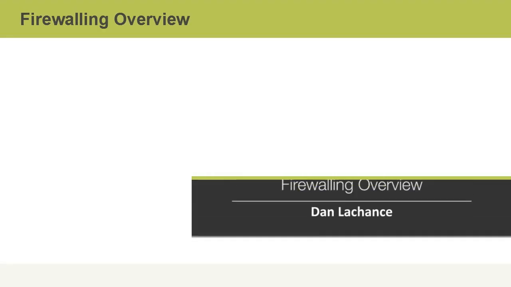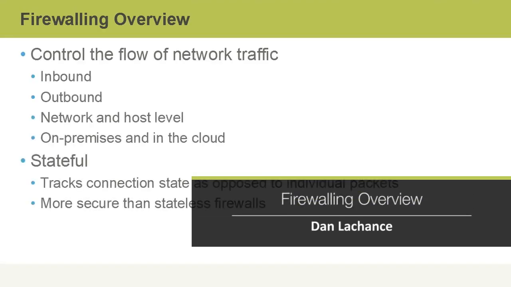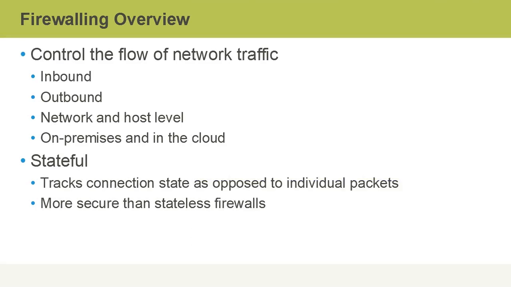In this video, I'll do a firewalling overview. Firewalls come in either hardware or software form, and their general purpose is to control the flow of network traffic into or out of a network or even the individual host. Now, we can configure our firewalls with on-premises equipment, or we can do it if it's supported by a public cloud provider in the cloud.